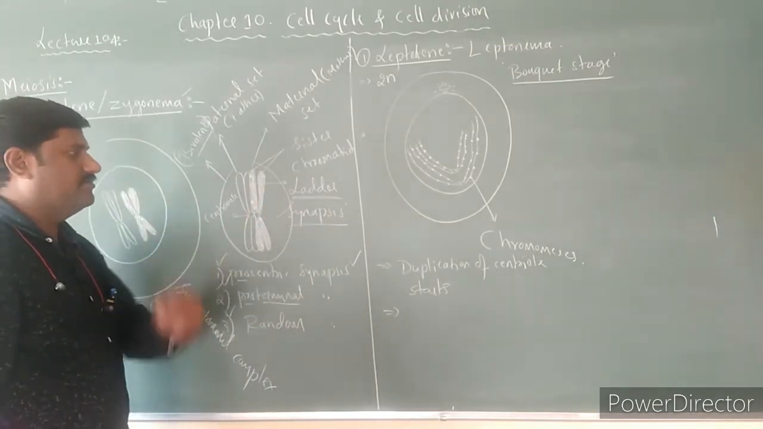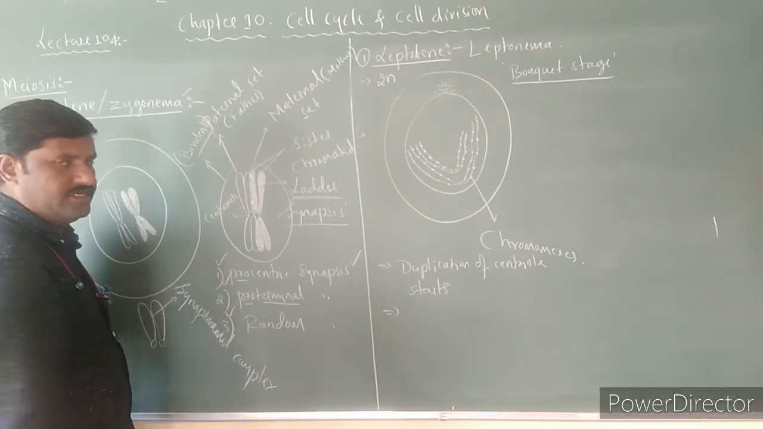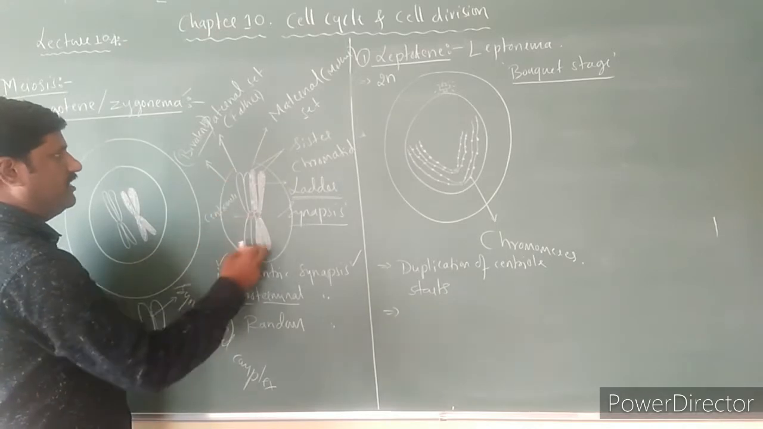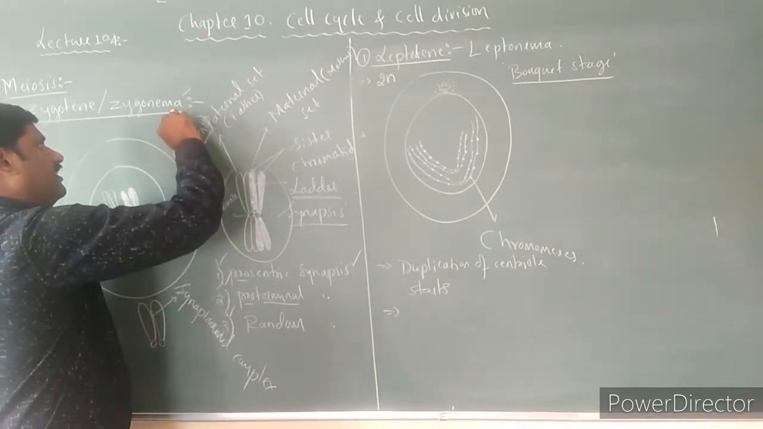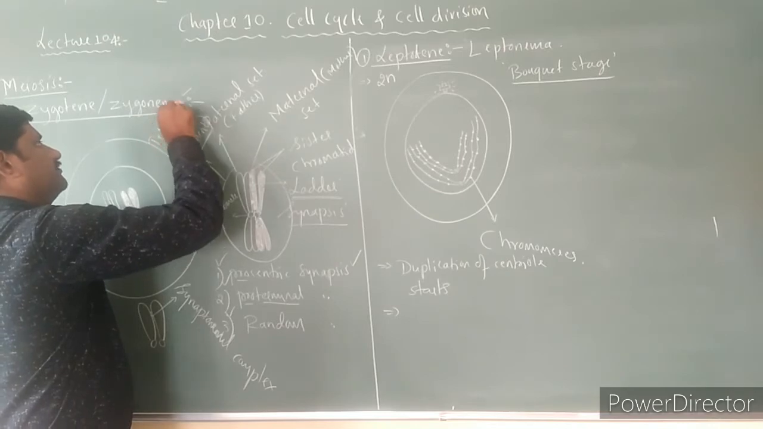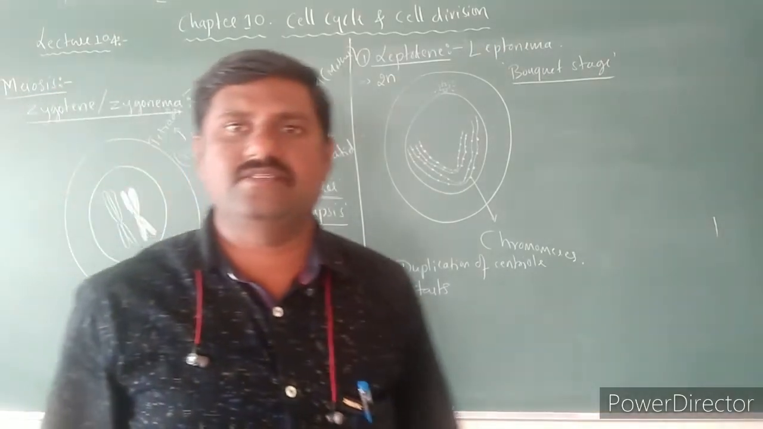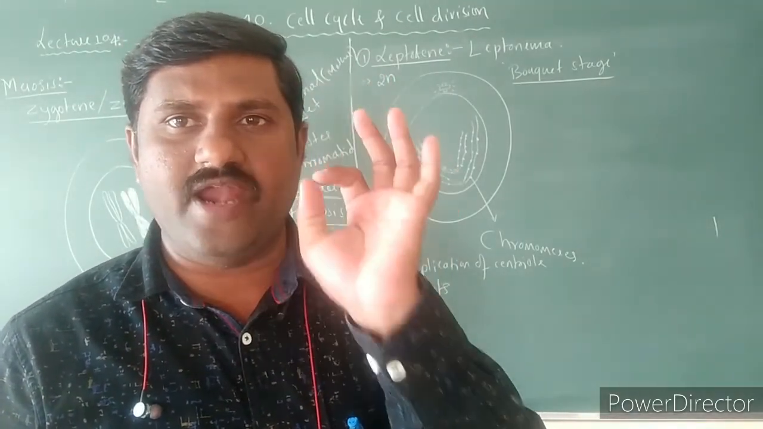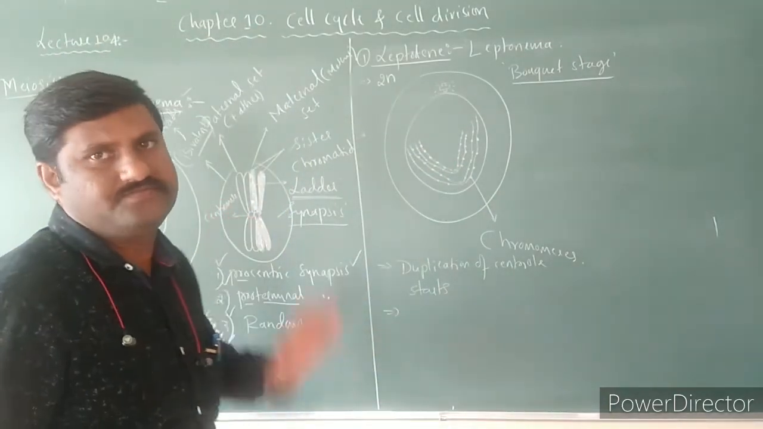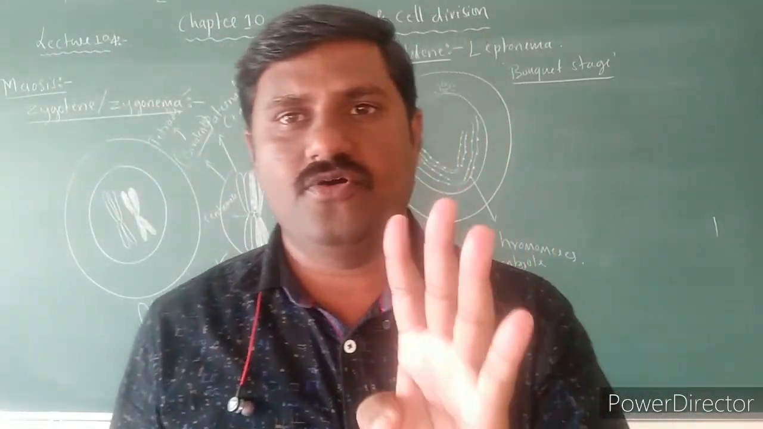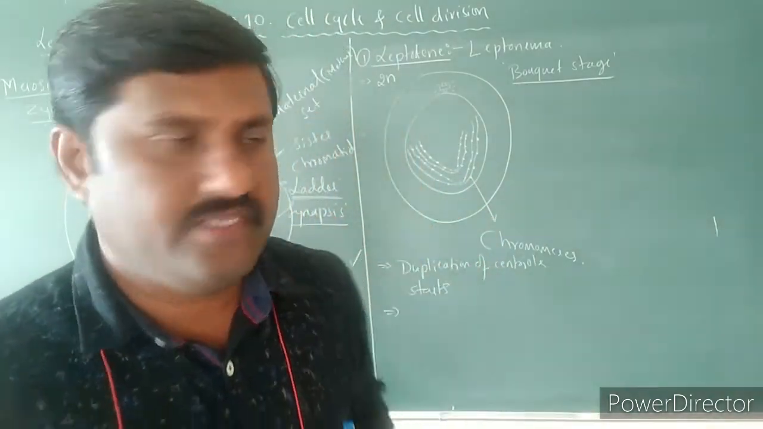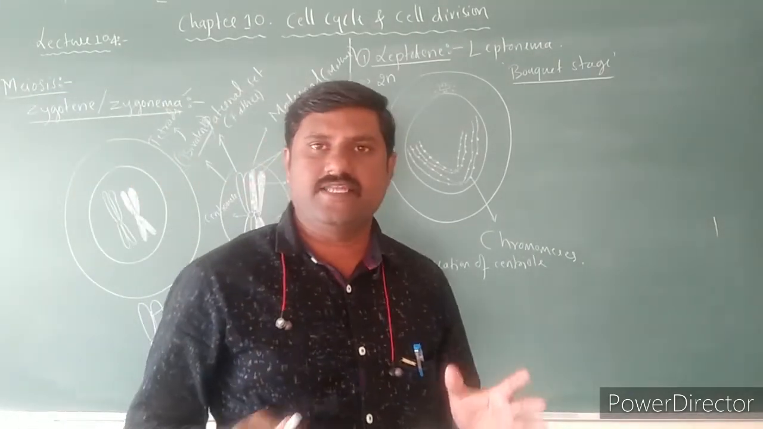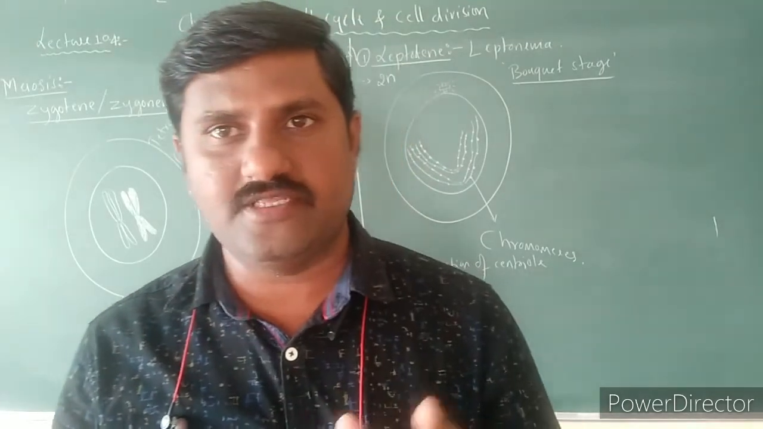The process is called synapsis, and synapsis takes place in three ways. Any one of the ways it takes place, and after synapsis the chromosomes are said to be bivalents, and these are also known as tetrads. Tetrads in the sense that there are totally 4 chromatids that we come across now, right? So this is how the chromosome arrangement takes place in the zygotene stage.